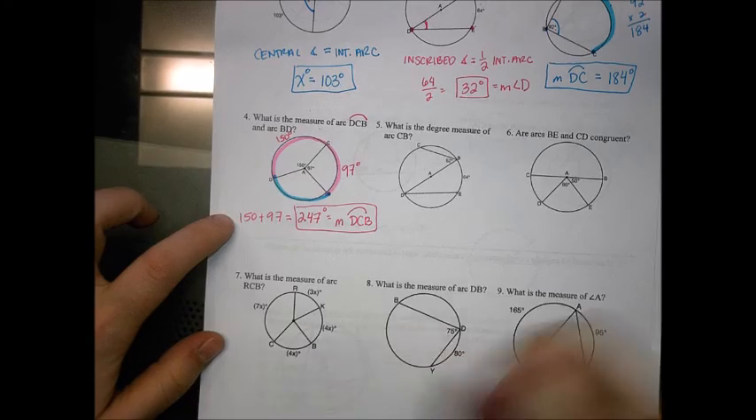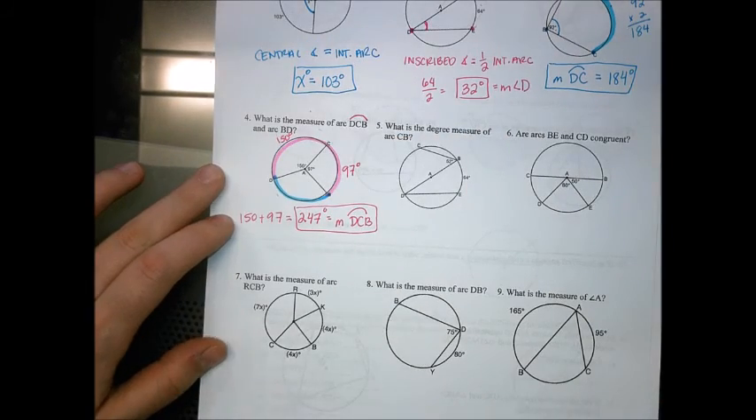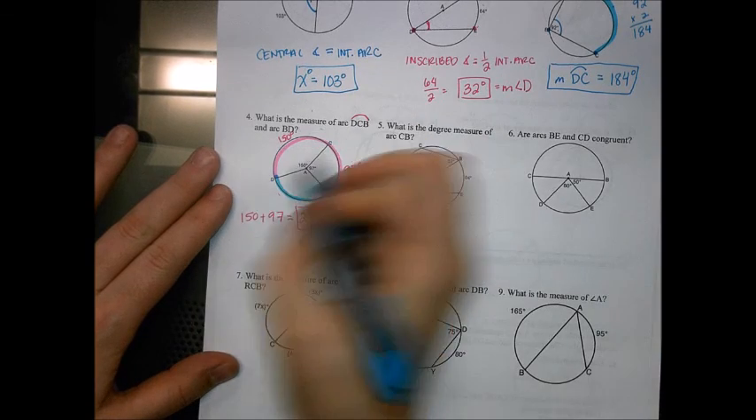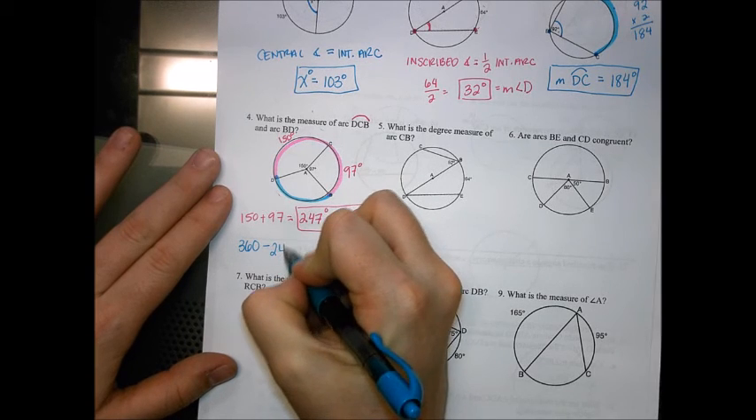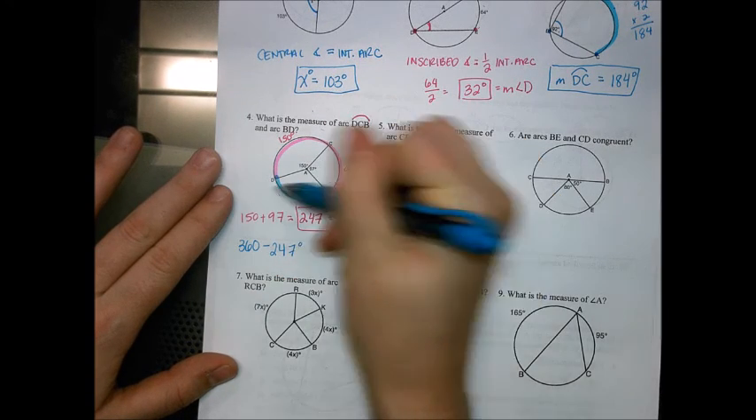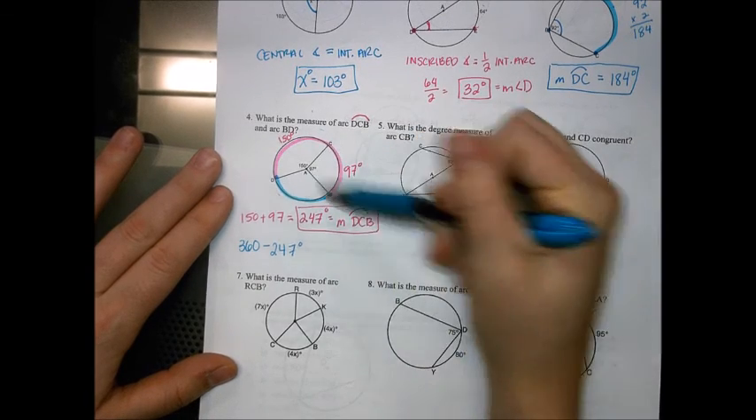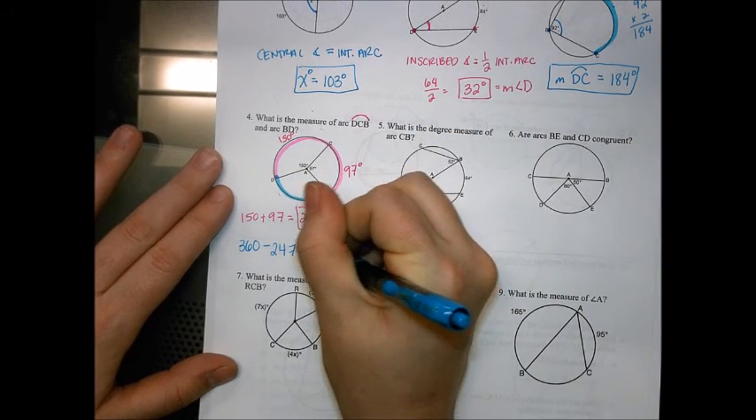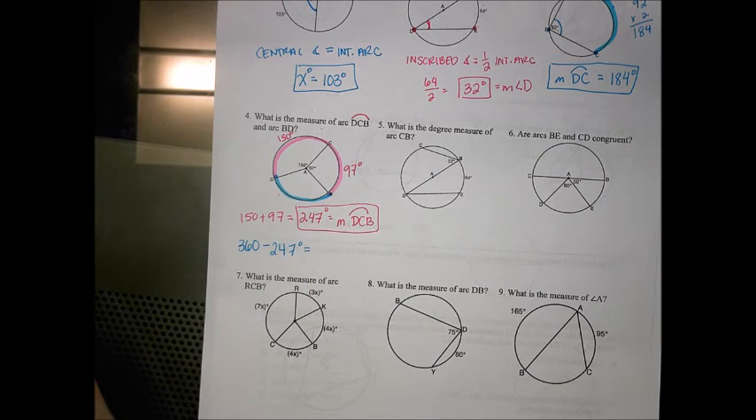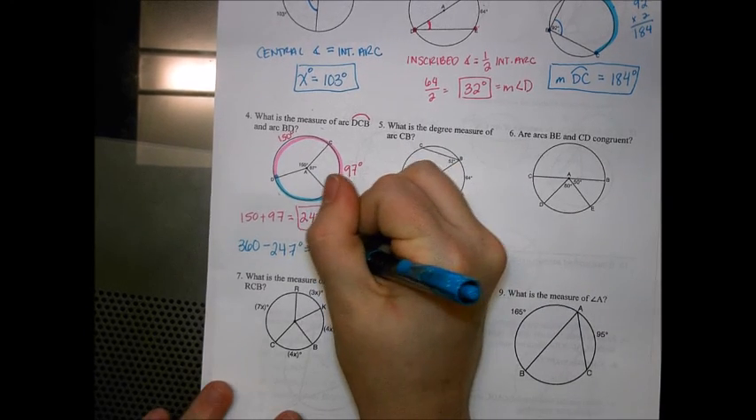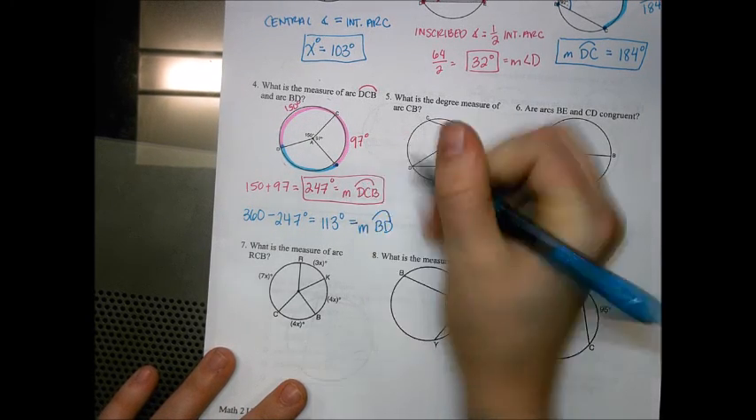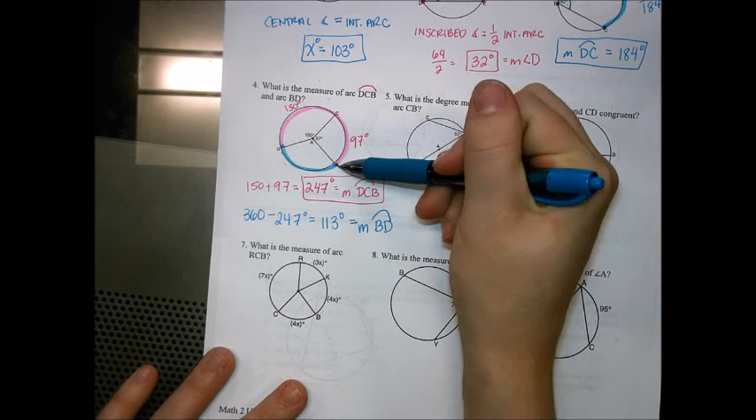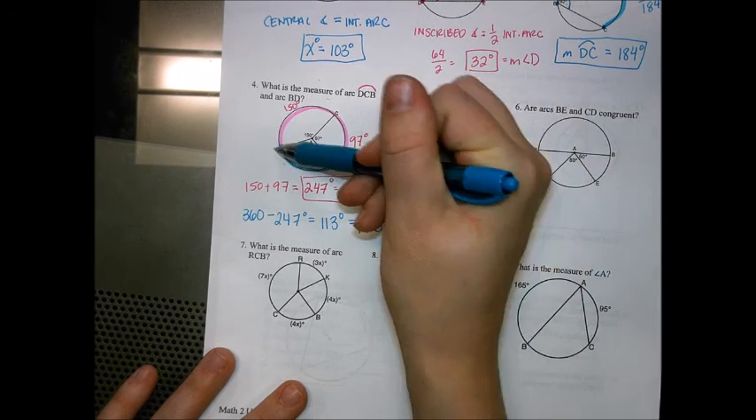And then the other arc is the rest of the circle. So I would have to take the entire amount of a circle, which is 360 degrees, subtract the pink part to get the blue part. So subtract the measure of arc DCB from 360, which is 113 degrees, and that is equal to the measure of the minor arc BD. Minor arcs are less than 180, and you want to go the shortest path from B to D.